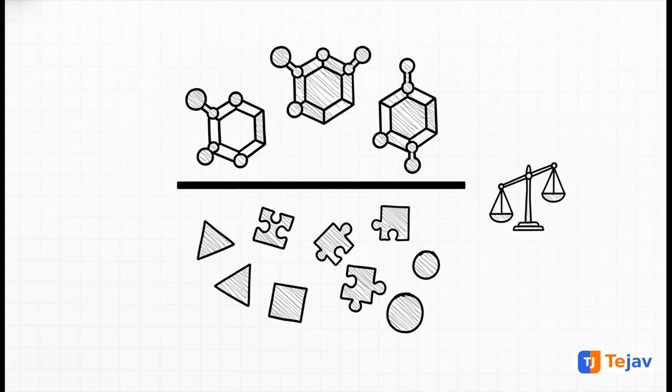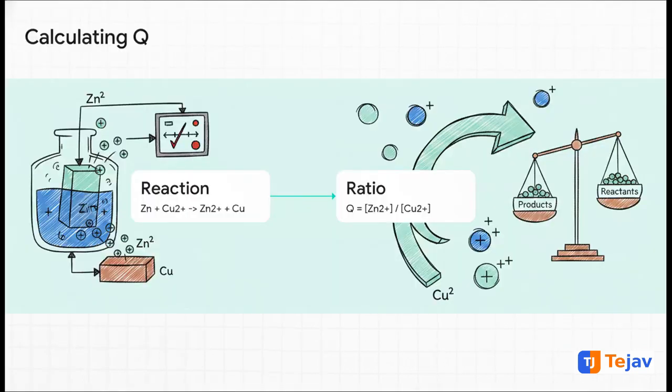Each term has to be raised to the power of its stoichiometric coefficient from the balanced equation. Let's make this concrete. We'll walk through a classic example step by step. Step 1, look at the reaction. Solid zinc reacts with copper 2+ ions to form zinc 2+ ions and solid copper. Step 2, we figure out Q.